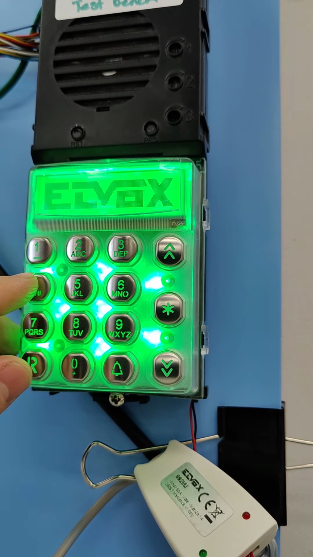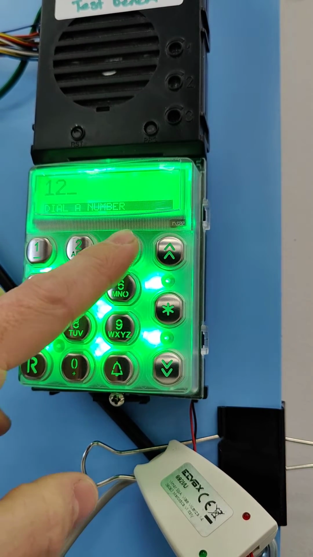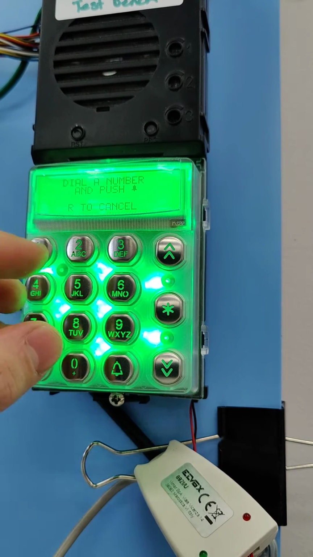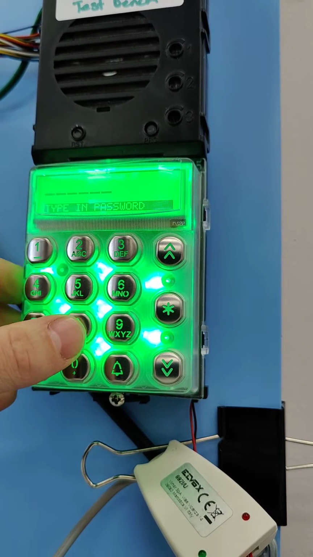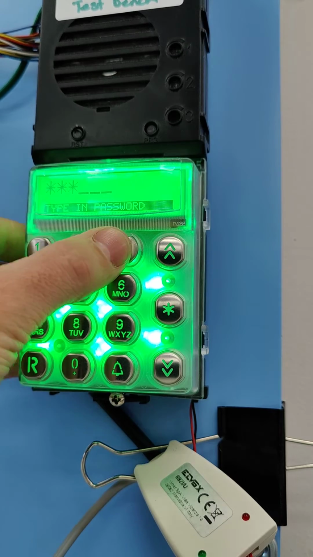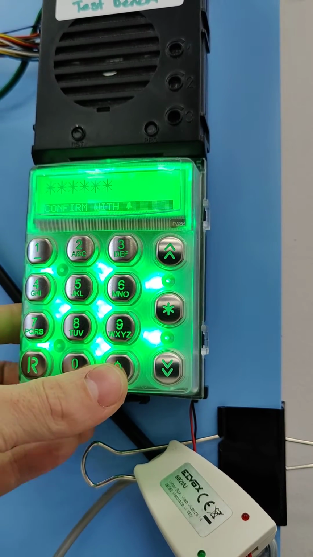Okay, so at the moment, this is actually in 3-digit mode. You can only type in 3 numbers. Push 4 and R at the same time. Type in the password, default is 654321.